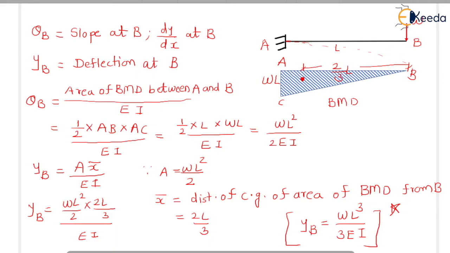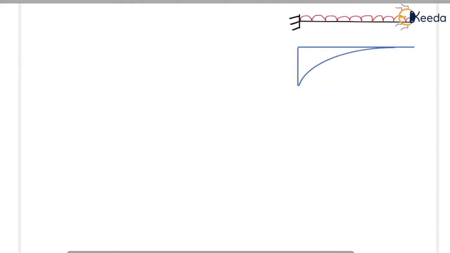Now let us consider the next case, where the beam is with UDL. Here the cantilever beam is carrying a uniformly distributed load, W per unit length, and let L be the length of the span. Because this is a uniformly distributed load, there will be a variation in the bending moment diagram; it will be a parabola. So this is the bending moment diagram.